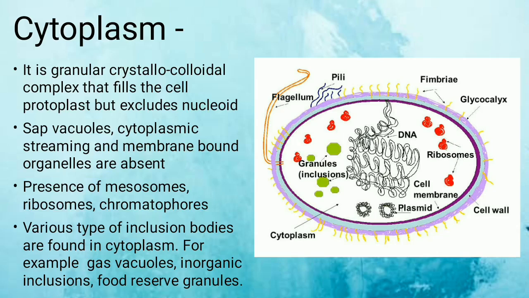For example, gas vacuoles, which are found in cyanobacteria, inorganic inclusions found in many bacteria as volutin granules, sulfur granules, and food reserve granules present in cyanobacteria as alpha granules, beta granules, etc. This is the picture of prokaryotic cell and this is the cytoplasm. Here these are the granules and these are the ribosomes.